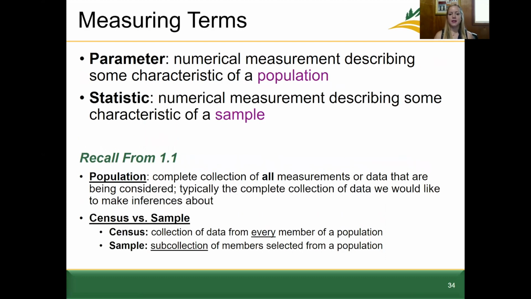Okay, so two definitions. We have parameters and statistics. Parameter is a numerical measurement describing some characteristic of the population. Again, I included these definitions here so you could easily connect parameter and statistic. So statistic, numerical measurement describing some characteristic of just the sample. If we're talking about the whole population, we'll use parameters. If we're talking about just the sample of the population, we use the word statistic. So connect parameter with population, and statistic with sample.